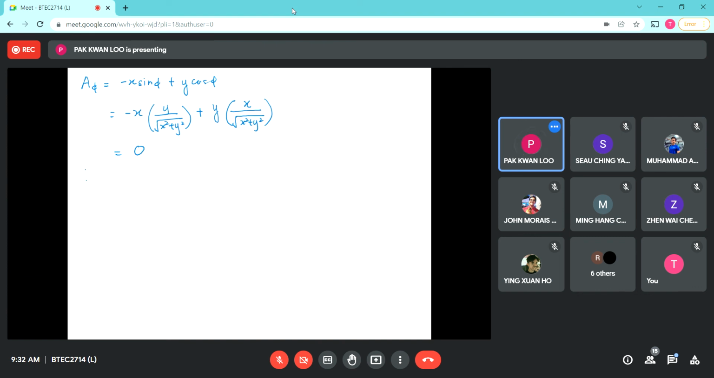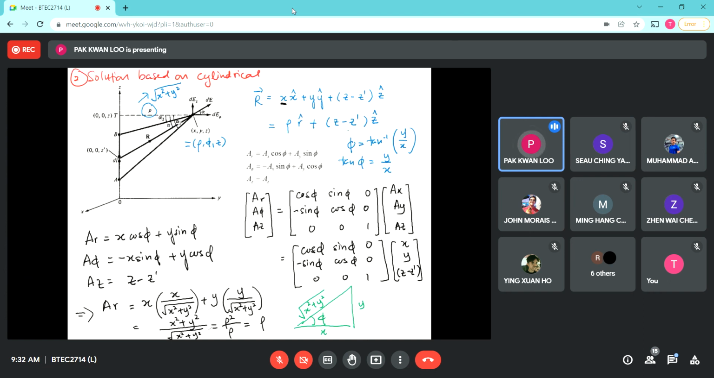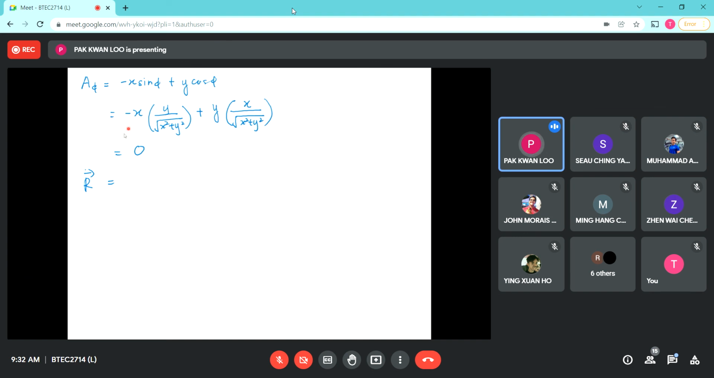And therefore, as I have written here, the r vector, which represents this vector here, is represented by rho r cap plus z minus z prime z cap. So that's the reason why there's no phi component. The phi component is equal to 0 now.